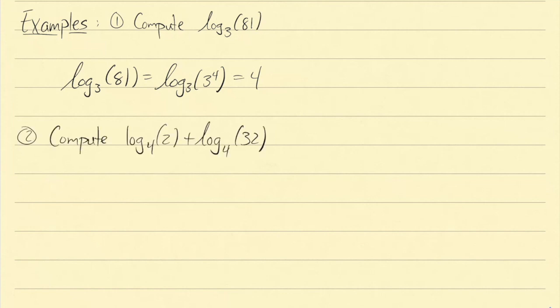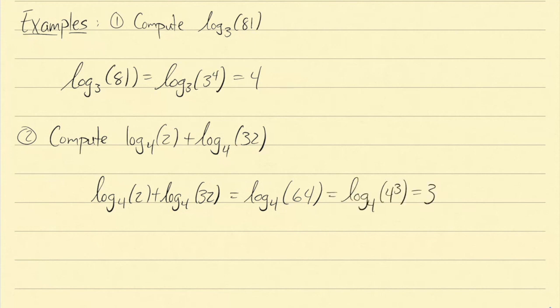If I want to compute, say, log base 4 of 2 plus log base 4 of 32, then I can think about using the logarithm rules to combine these two logarithms. Since addition outside the logarithms translates into multiplication inside, log base 4 of 2 plus log base 4 of 32 is equal to log base 4 of 64. Since I know that 64 is 16 times 4, and 16 is 4 squared, that tells me that I can express 64 as 4 cubed. So my answer here is simply 3.